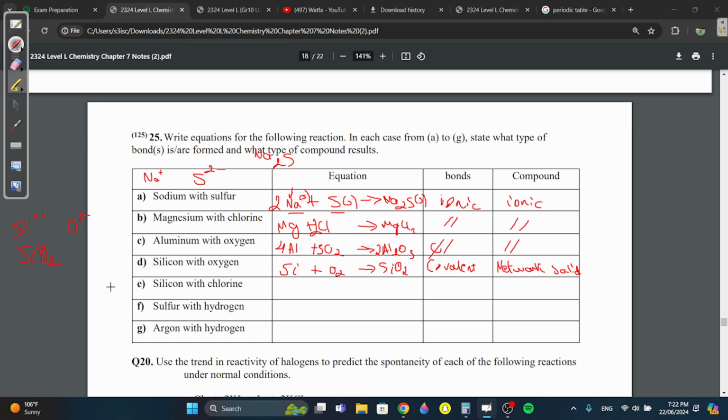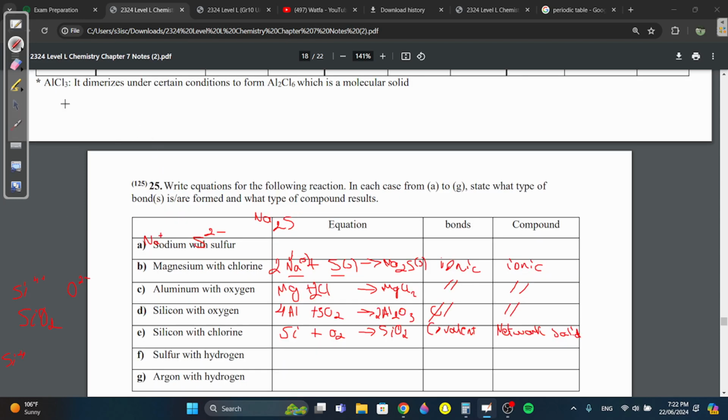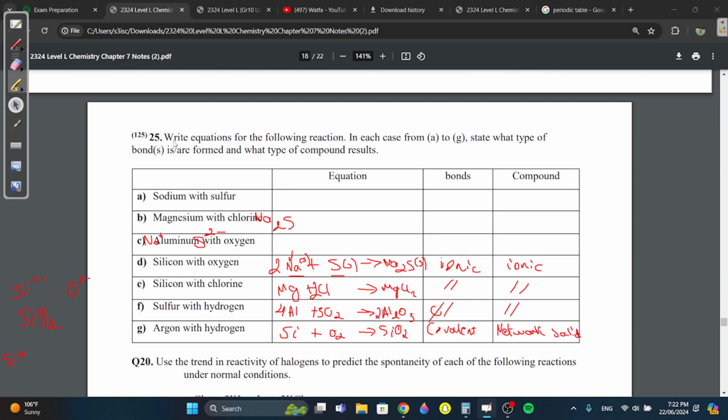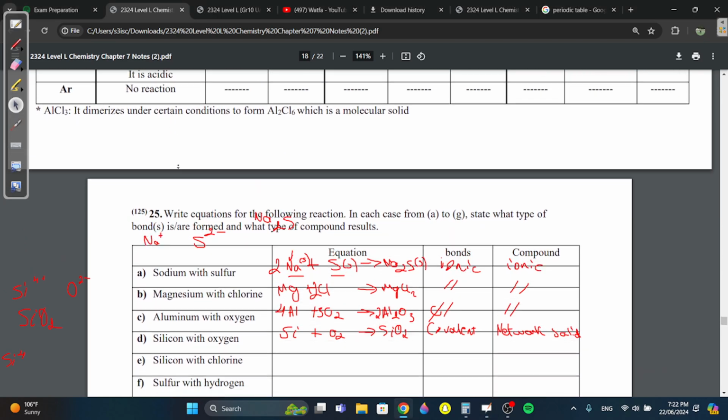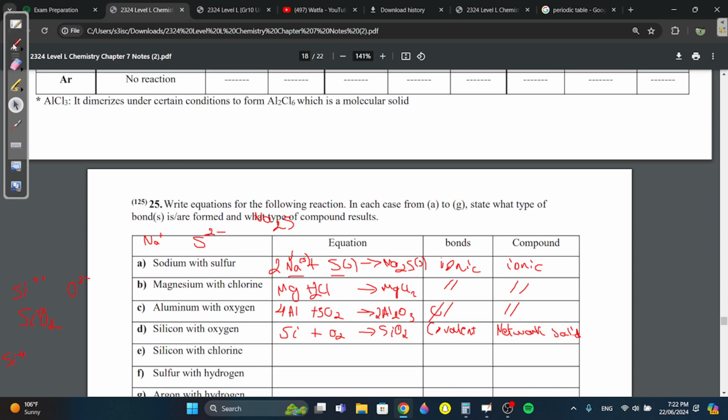Silicon with chlorine. What's the charge of silicon? I googled it. It's 4 plus. So it's Si4 plus, and chlorine is Cl minus, so it becomes SiCl4, right? So silicon plus chlorine Cl2 to produce SiCl4, and to balance, you just multiply this chlorine by 2.